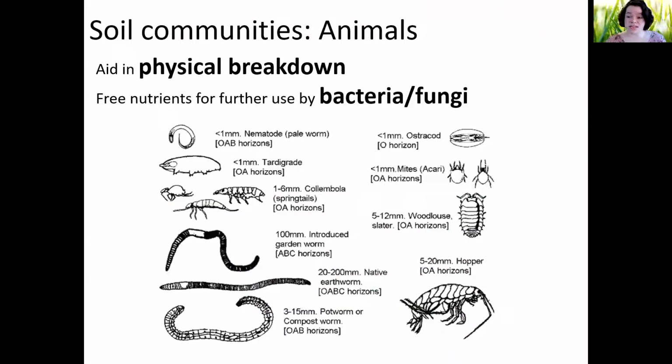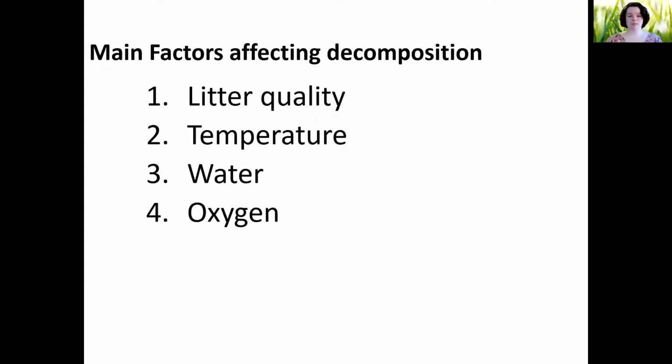Animals in the soil community aid in the physical breakdown of organic matter, from large pieces to particulate or dissolved organic matter. They often free nutrients and dissolved materials for further use by bacteria or by fungi. The main factors affecting rates of decomposition of organic matter in soils include litter quality, or the quality of the material that's being broken down, temperature conditions, water availability, and oxygen conditions.